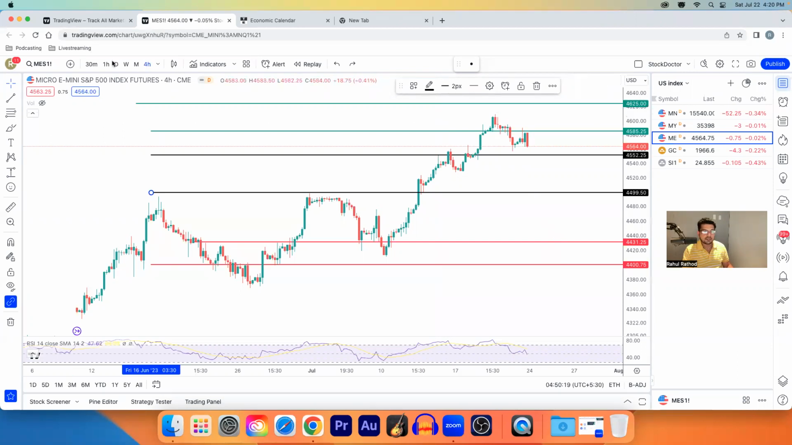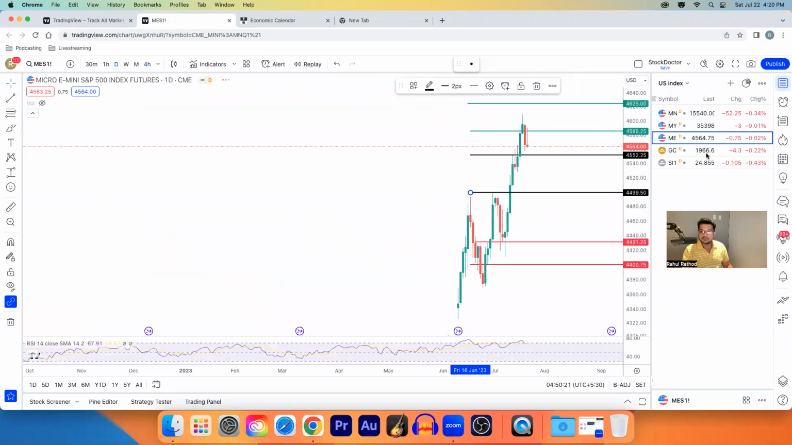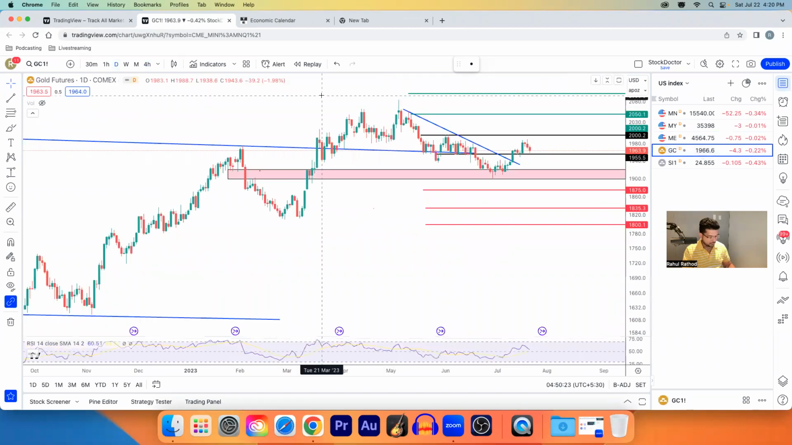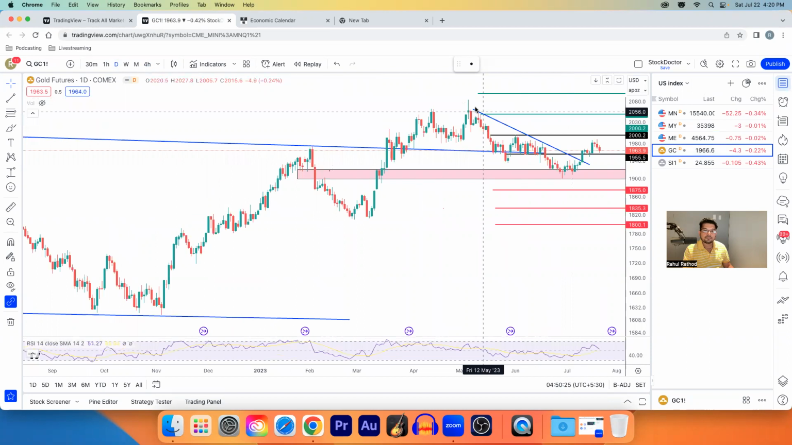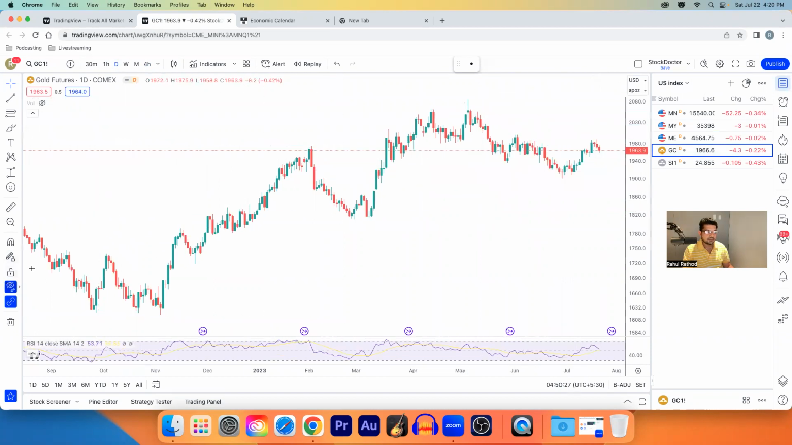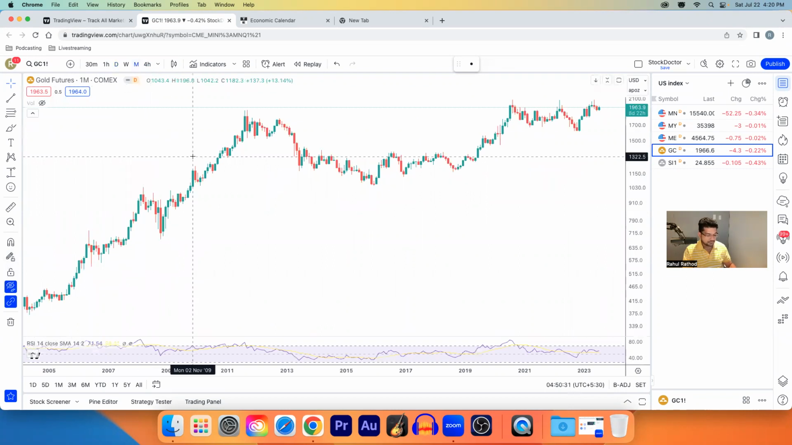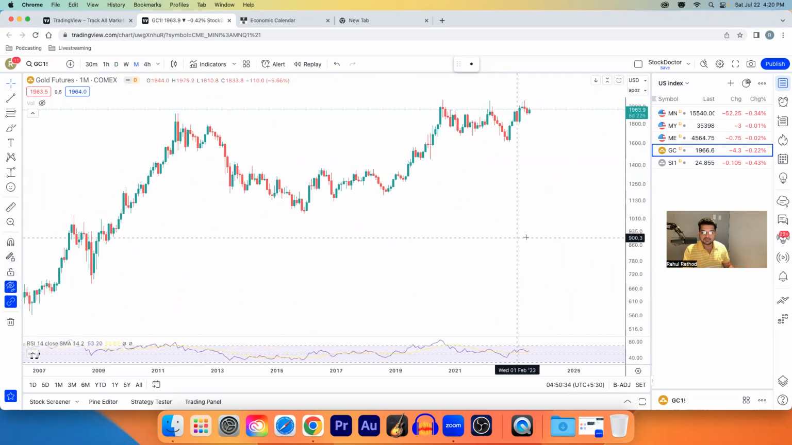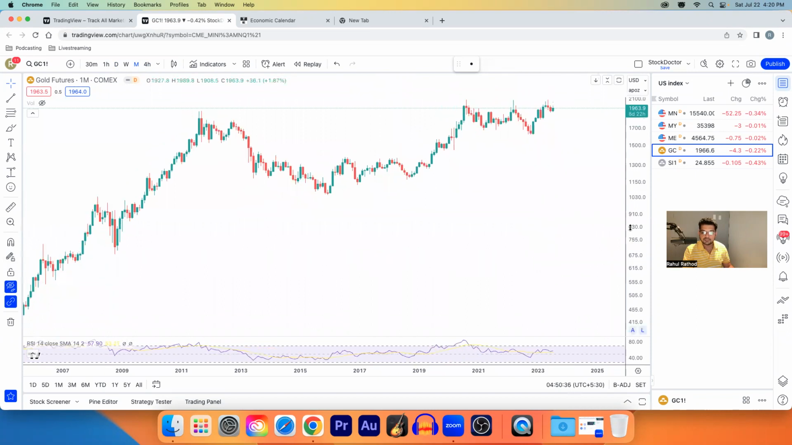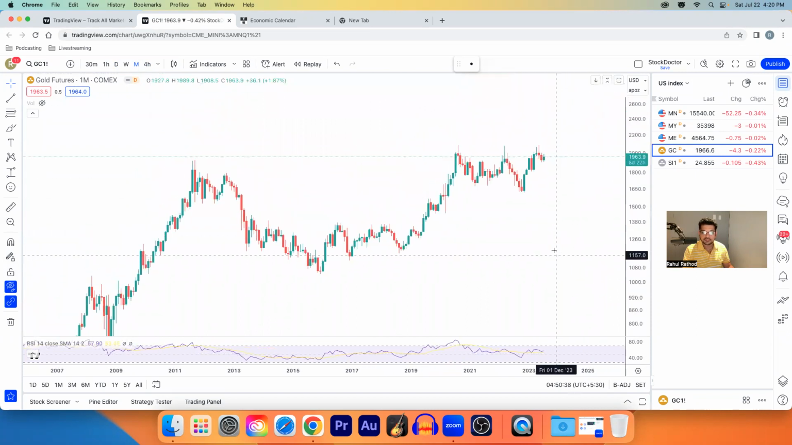Let's go ahead and quickly discuss the two commodities, gold and silver. Hide the chart, go on to the monthly. See friends, always do the analysis in this way. First understand the monthly time frame, then weekly, then daily, and then the shorter time frame. Then you will get the overall view of a particular commodity or index or stock.